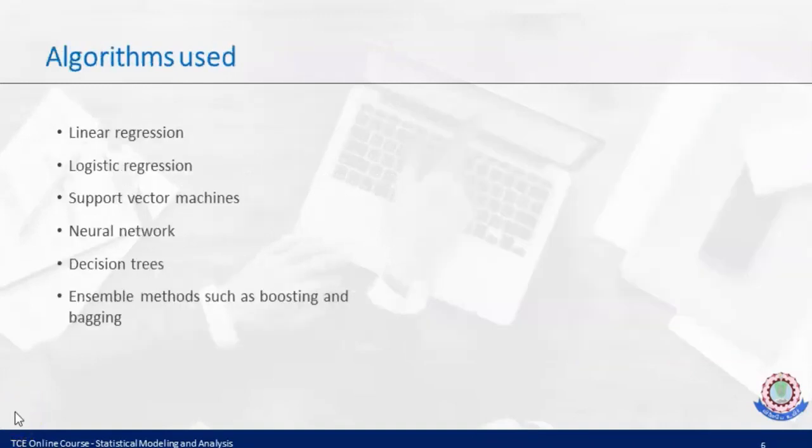The following are the algorithms that are explicitly used in different real-time applications for evaluating the development of a predictive model, such as linear regression, logistic regression, support vector classifiers, neural network, decision trees, and finally ensemble methods such as boosting and bagging, which are explicitly used for improving the classification and prediction accuracies.